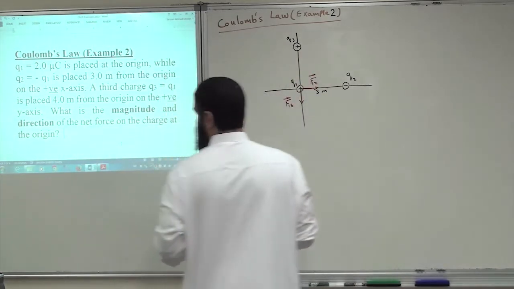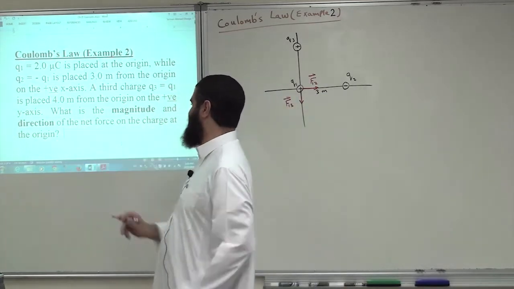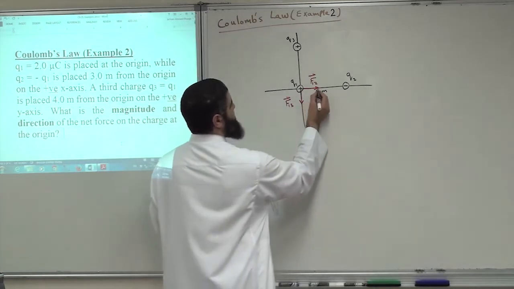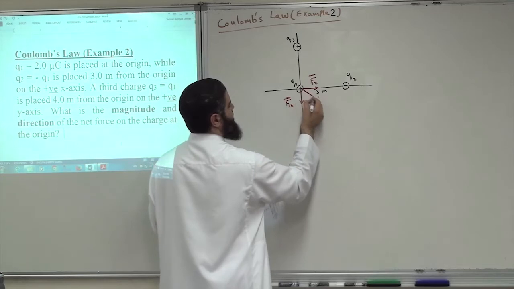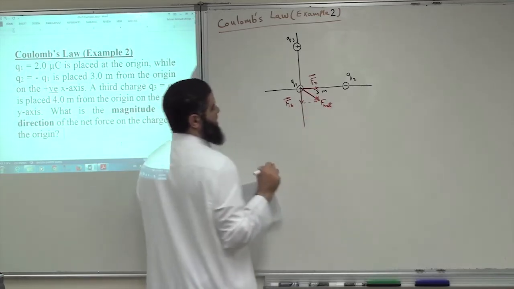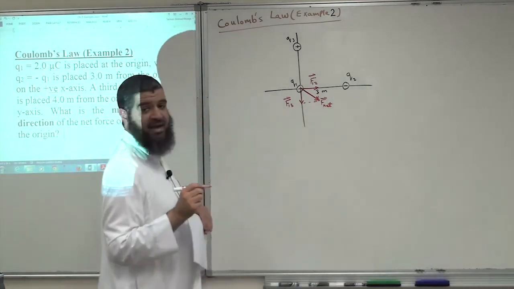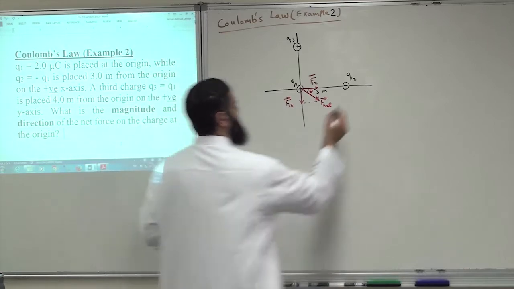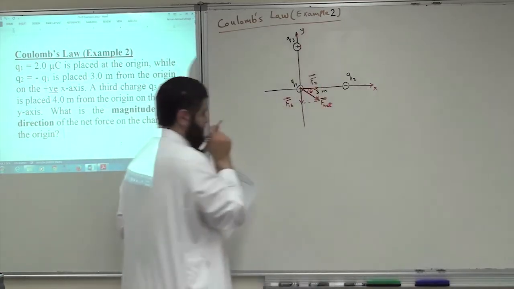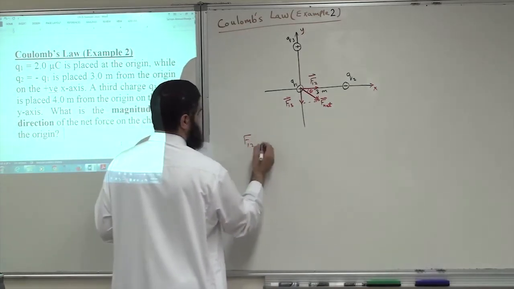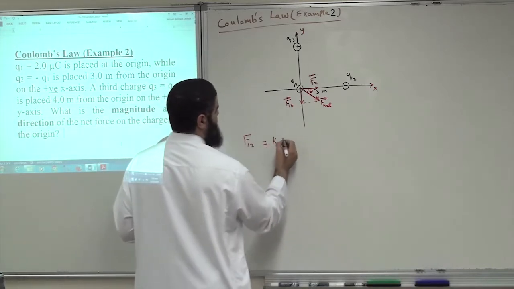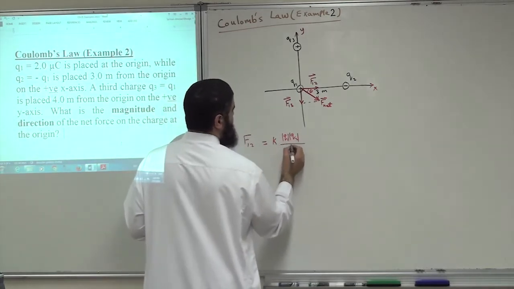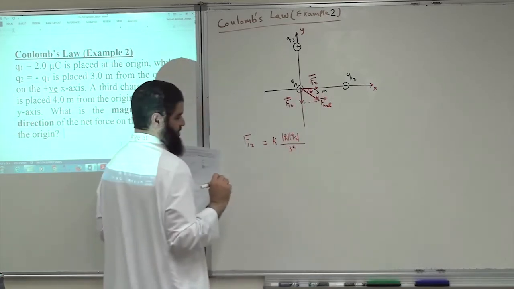So we have two forces exerted on Q1, due to Q2 and Q3. This question is asking what is the magnitude and direction of the net force on the charge at the origin. Of course, the net force will be something here. This is F net. We would like to know the magnitude of this F net and what angle theta it makes with the positive x-axis. This is the x-axis and that is the positive y-axis. So F12 equals K Q1 Q2, of course magnitudes only, absolute values, divided by the distance between 1 and 2, which is 3 squared. How much is that?